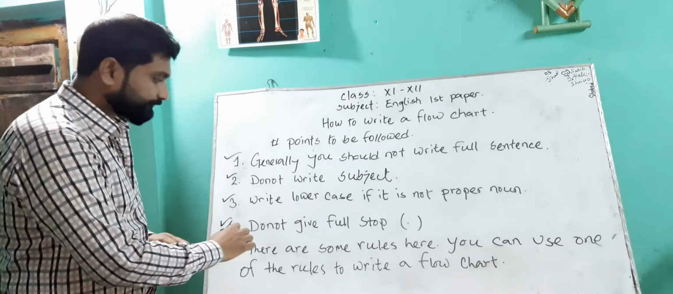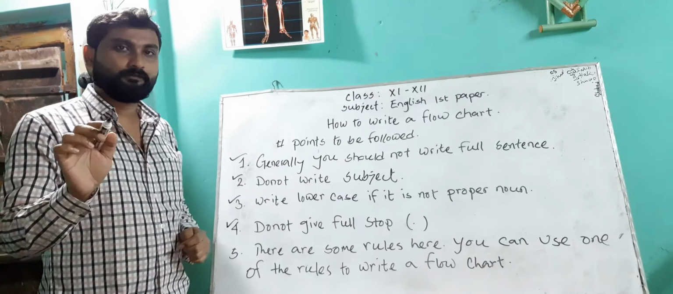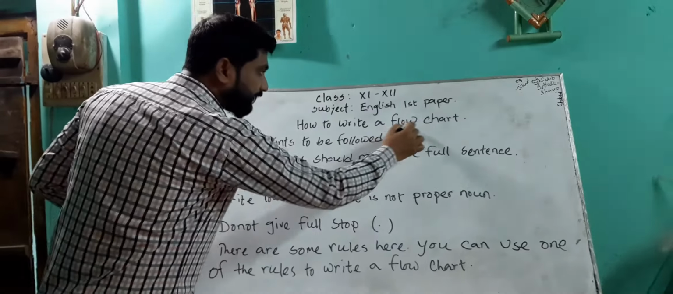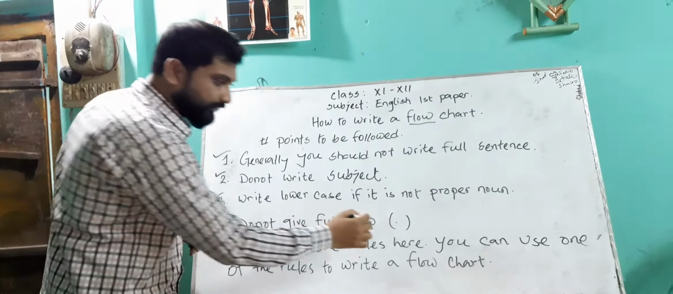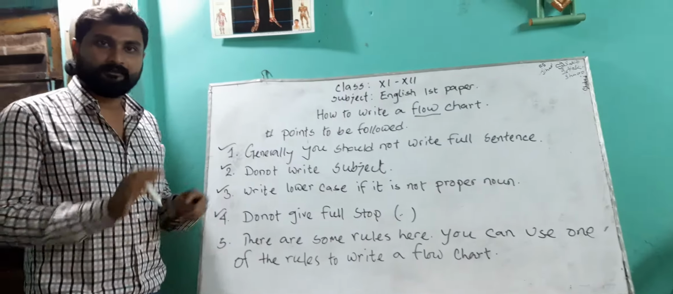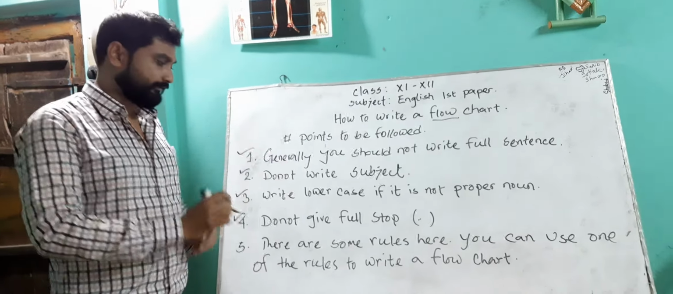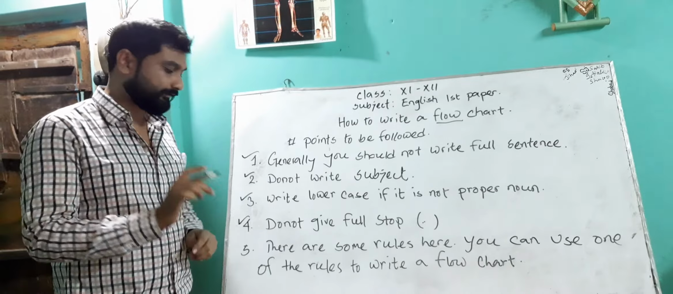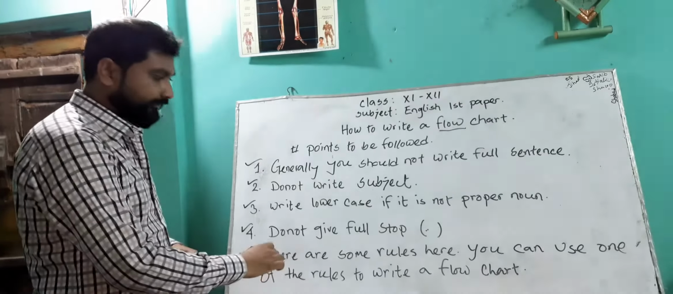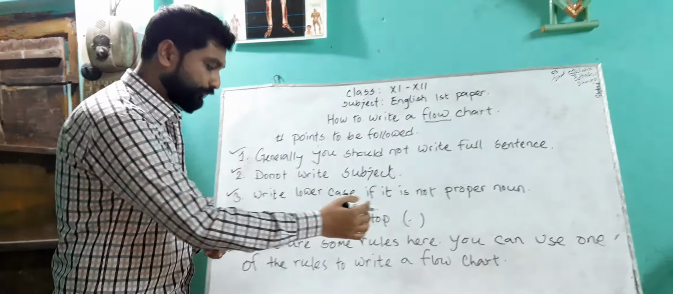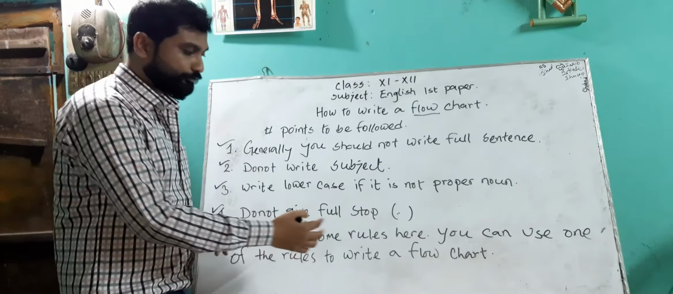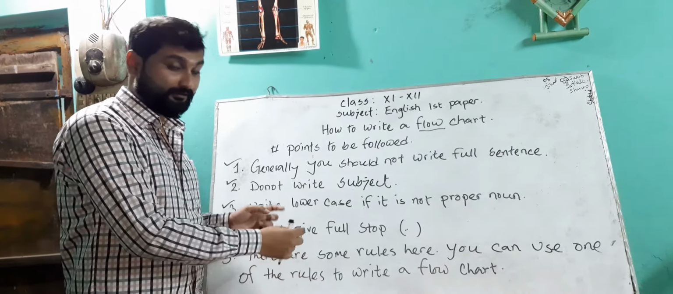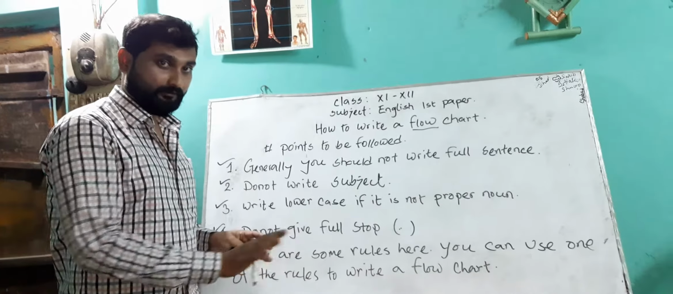Number 4, do not give a full stop. Just follow, this is a flow chart. So if you give the full stop, the flow will end. So you should not give the full stop at the end of any sentence. Okay, there are some rules here. You can use one of the rules to write a flow chart. I will describe the rules here.